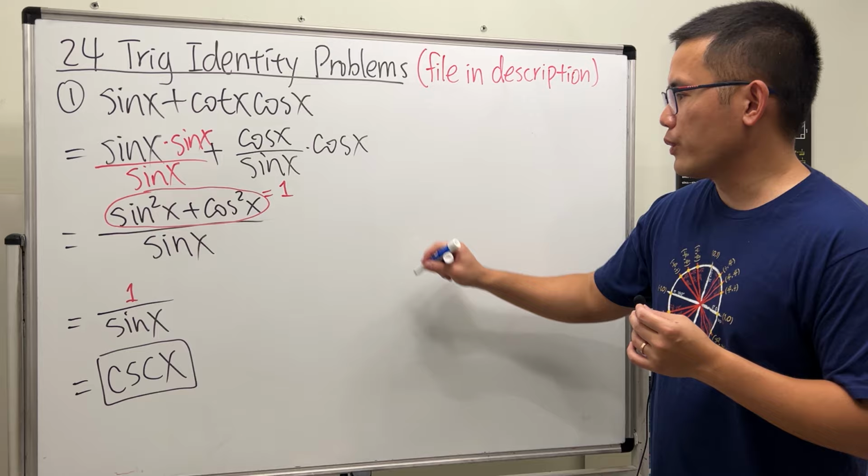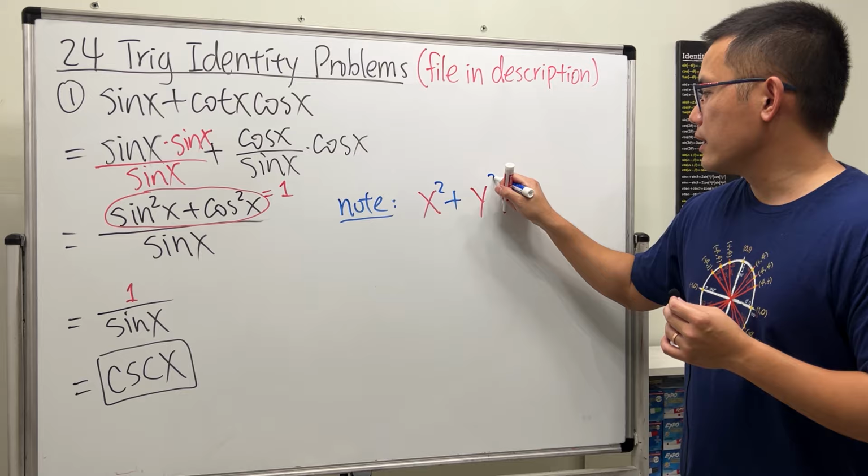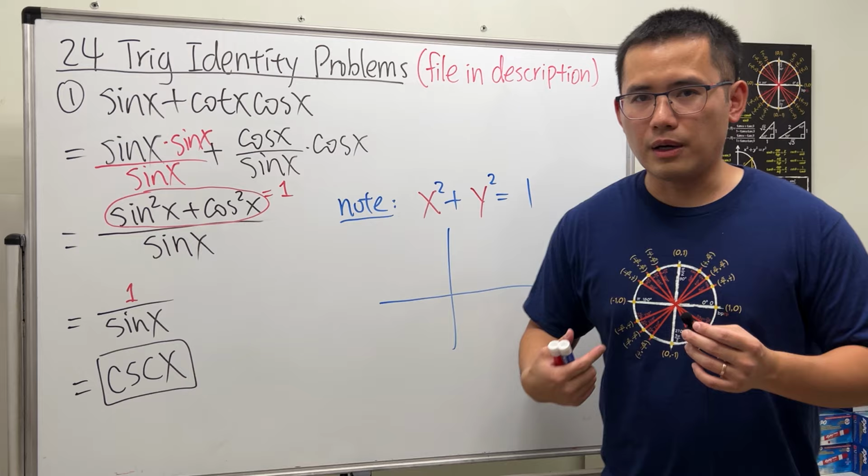So note on the side. Here, let's take a look at the equation of the unit circle, and that's x squared plus y squared is equal to 1. Here is our unit circle. Oh, it's actually on my shirt already. Why am I drawing this again? Anyway.